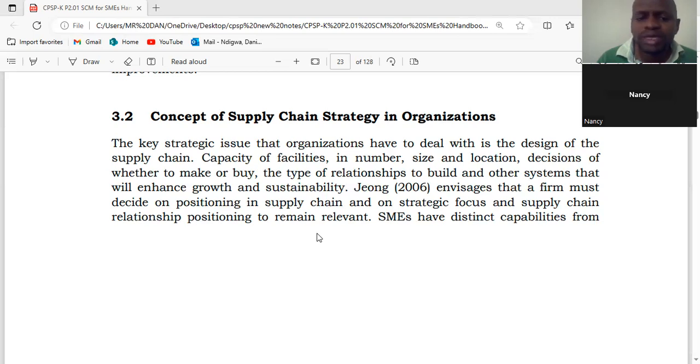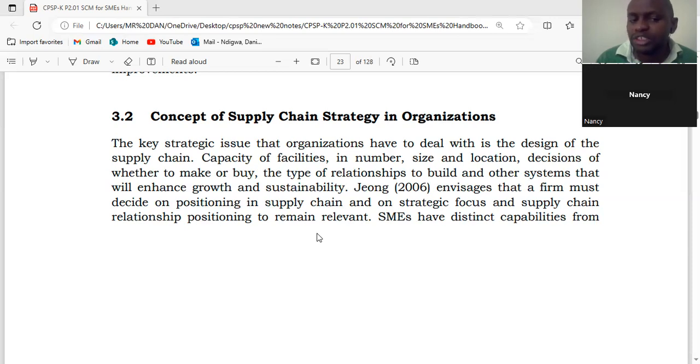You also need to make some decisions that are very critical, whether to buy or make. And this is normally referred to as the make or buy decision. But before you make that decision, you need to do a cost-benefit analysis of the cost of making and the benefits of making, and the cost of buying and the benefits of buying. If one benefit exceeds the other, then you go for the other option.